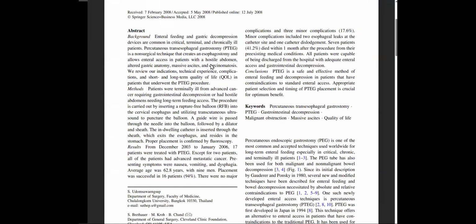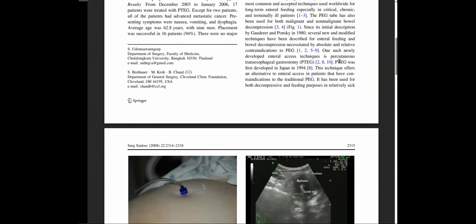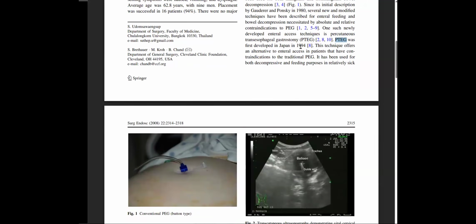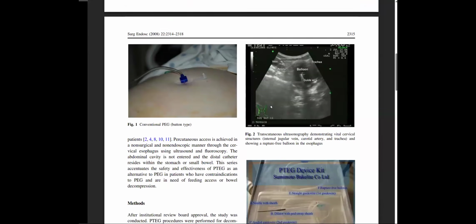And this is an alternative. The patient was getting it for decompression because they had malignant obstruction. It's palliative. In patients, an NG tube can be used for both feeding and decompression, so this was serving primarily for decompressive purposes. This is a PTEG, and it was developed in Japan in 1994. It's an alternative to PEG when a PEG cannot be performed due to contraindications, and it can serve both purposes, decompression or feeding.